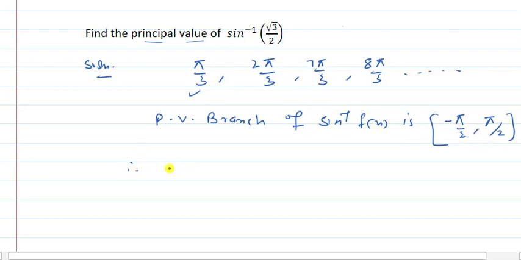So therefore we can write the principal value of sine inverse root 3 upon 2 is pi upon 3, because all other values do not belong to this interval. So therefore the answer will be pi upon 3 as the principal value of sine inverse root 3 upon 2.